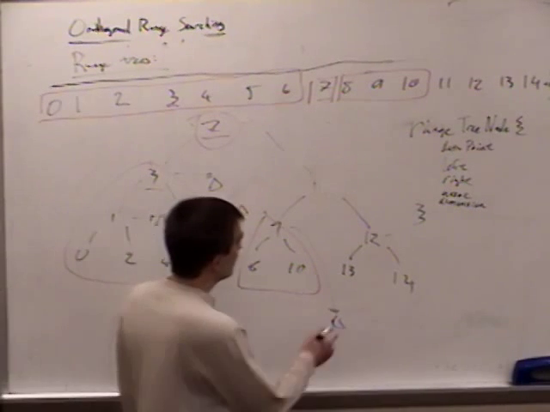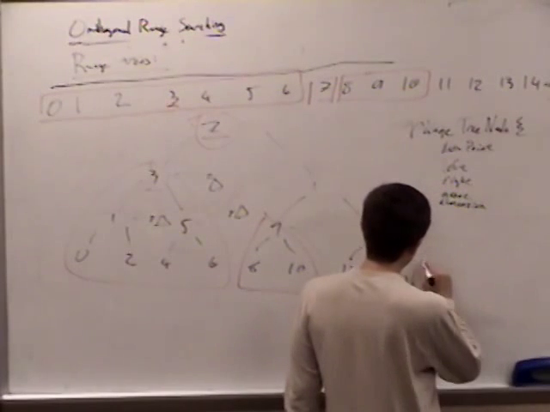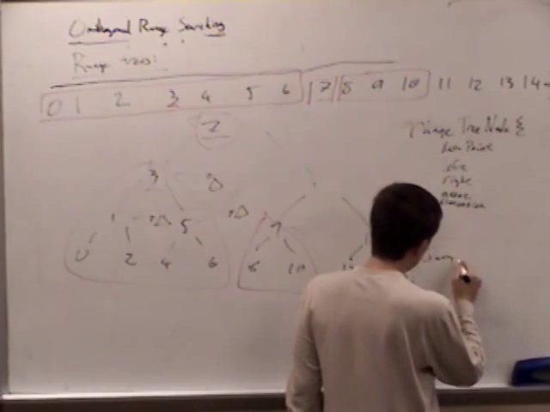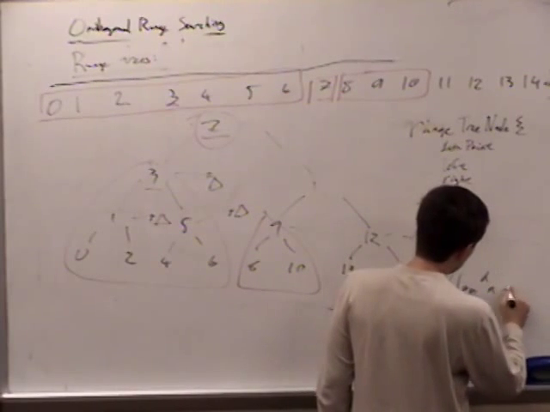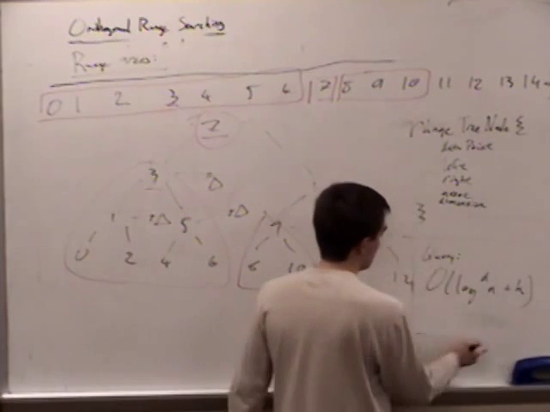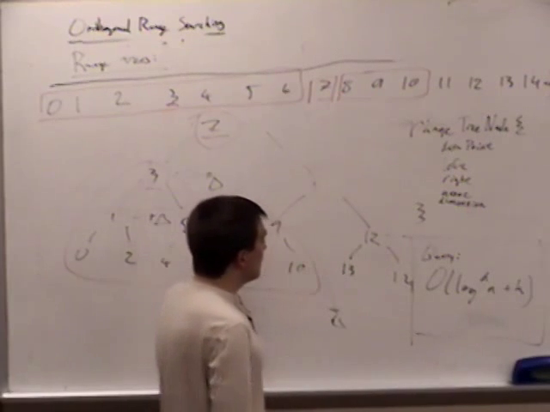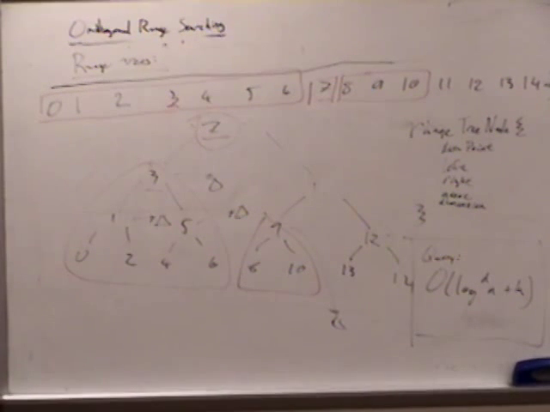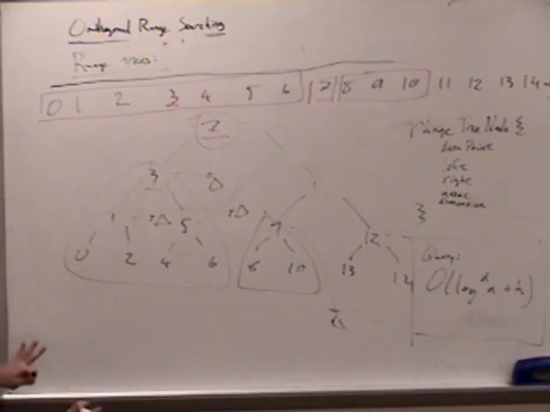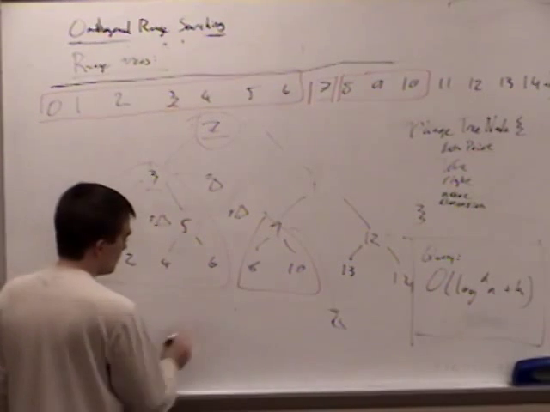So the query time is going to be order log to the d n plus k. That's if you just do the query naively on this tree. We will see tomorrow that there are ways to do this slightly faster. There are other ways to present this.